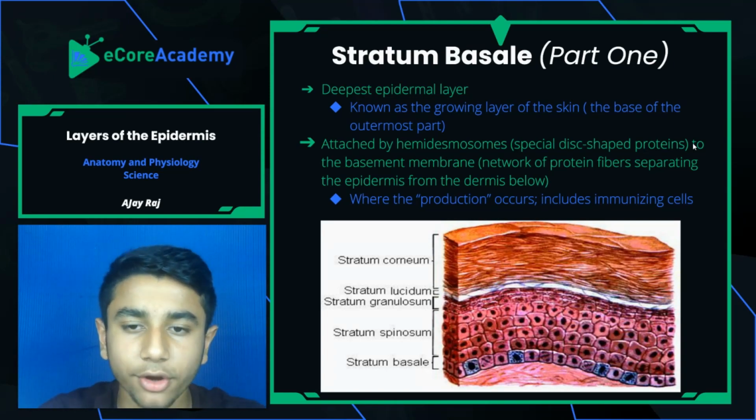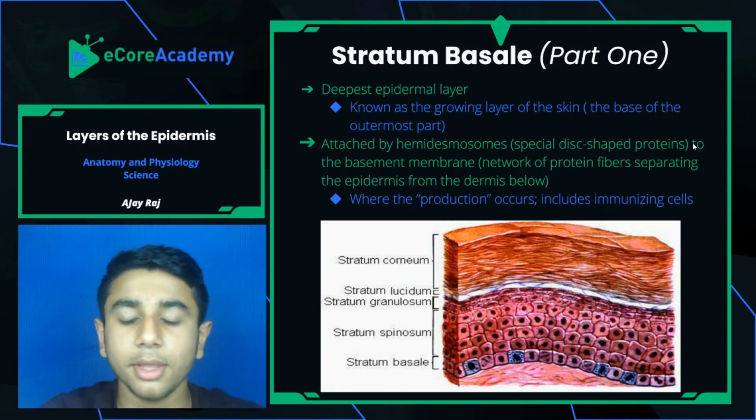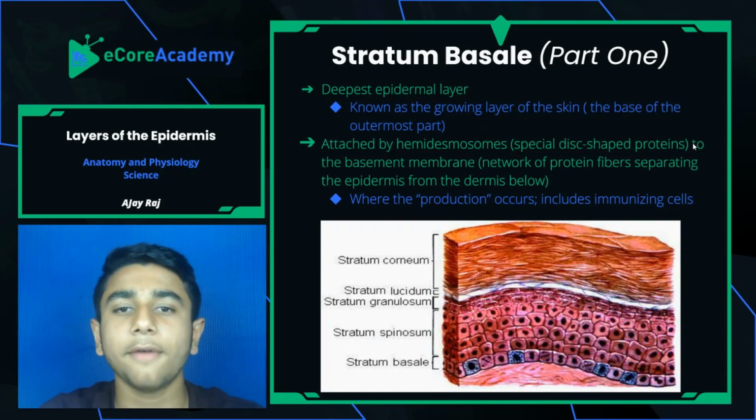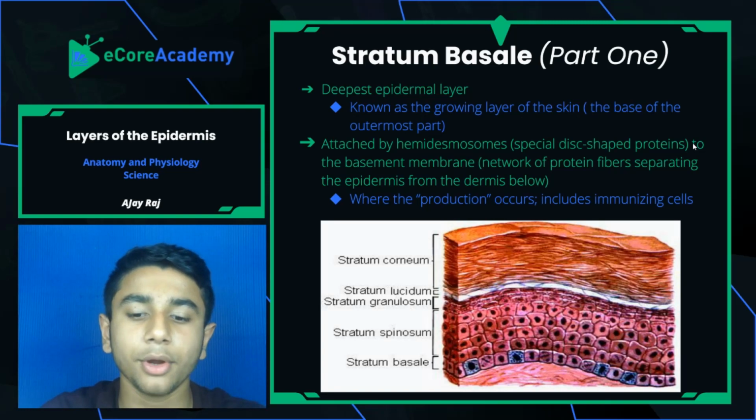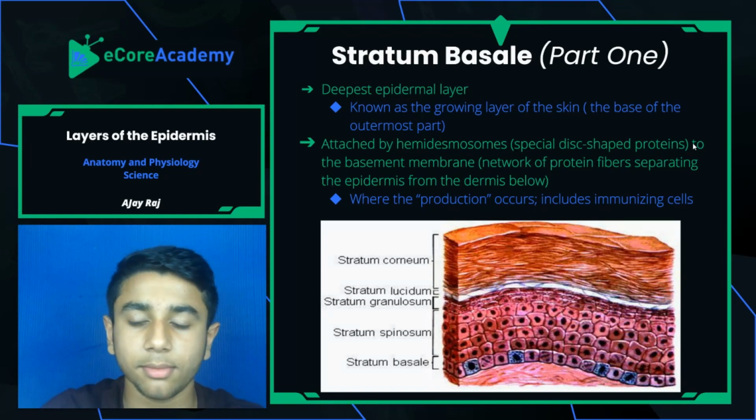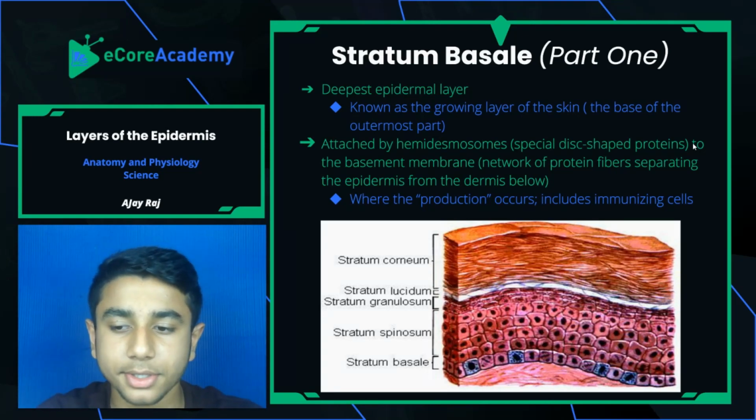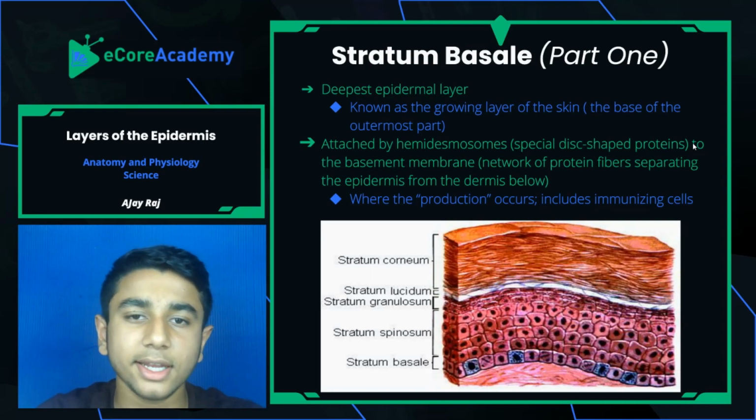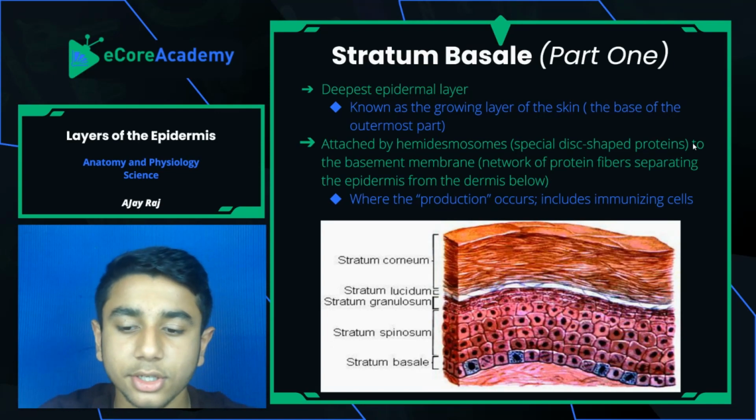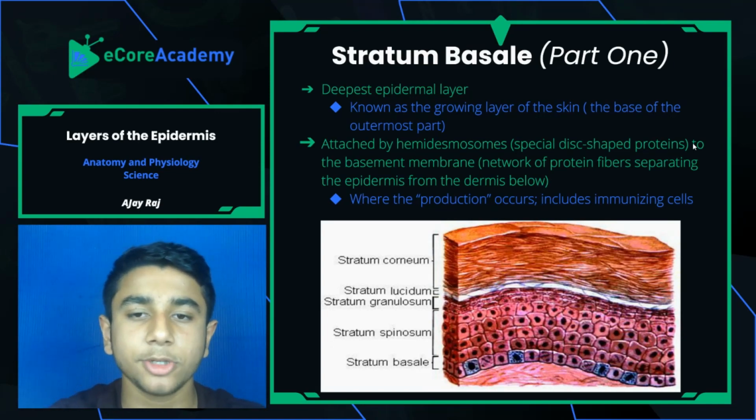This is also where production occurs in the stratum basale, and it includes immunizing cells. What I mean by production is that throughout the epidermis, you have to have some sort of flow of minerals and proteins, and of course some sort of blood flow and process regulation throughout the entire layer of the epidermis. In the stratum basale, you have a lot of components like immunizing cells, which help with your immune system, and plenty of other cells that help with your skin coloration, your melanin, and other protection sequences, as well as what keeps your epidermis healthy and existent.